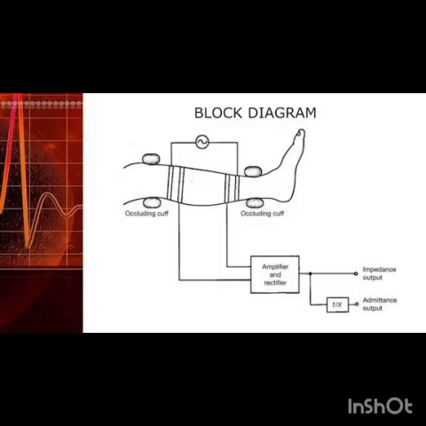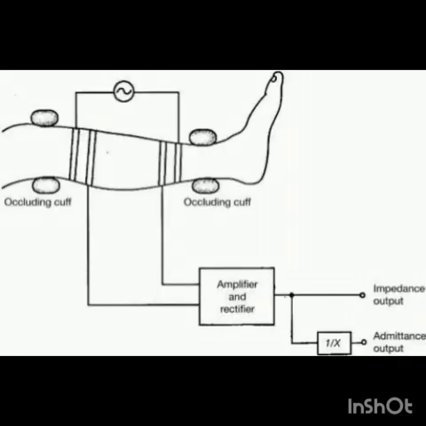Then, in the block diagram, we are using an amplifier and a rectifier. The amplifier amplifies the input signal and the rectifier converts AC to DC. Here the output is taken as the impedance output and the admittance output. The impedance is given directly, and the admittance is the reciprocal of the impedance.